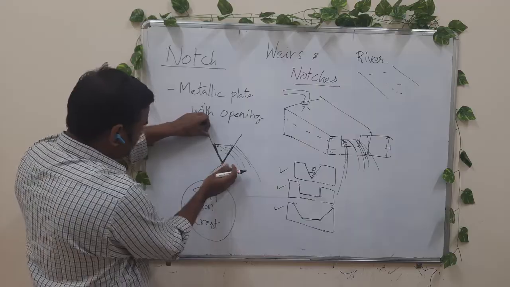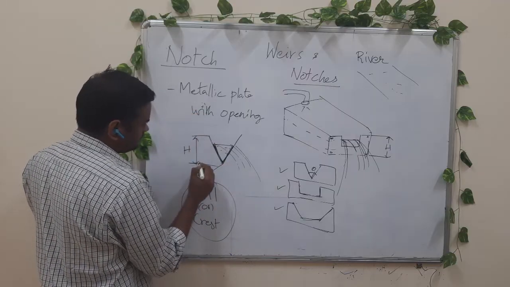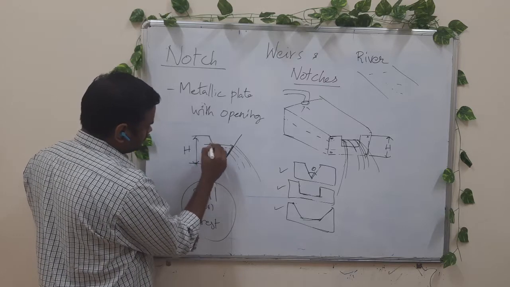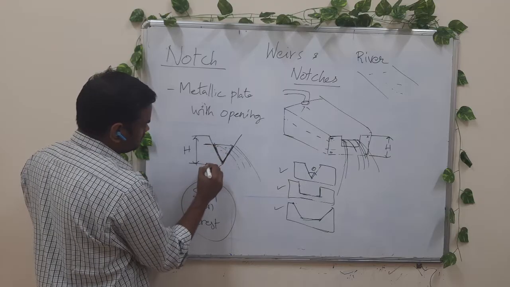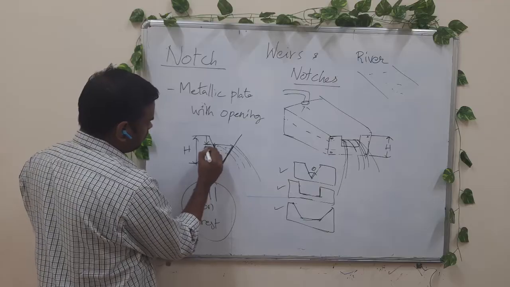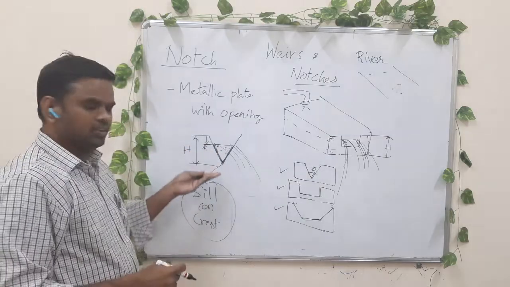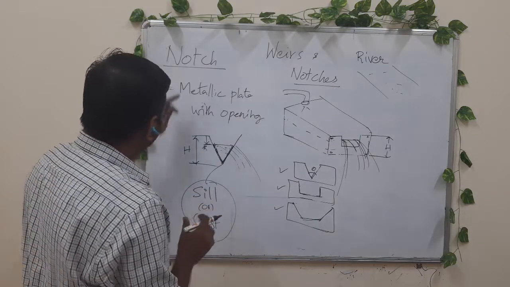Notch is having this much height. As I said, the notch height is this much, capital H, and the liquid level is small h from the free surface. Up to a certain height we are having the liquid flow. From a depth of h, we are having the fluid flow across the metallic plate. So this is a notch.